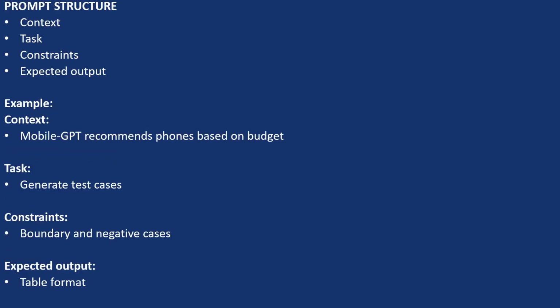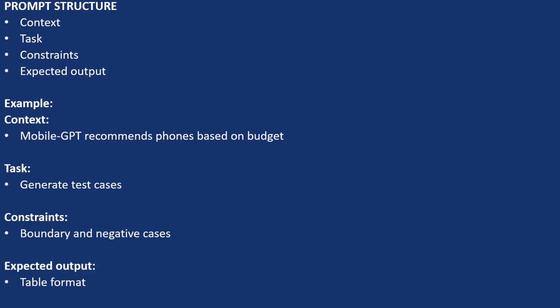So what does a strong prompt look like? Basically it has four parts. Just remember this. First one is context. For example, if we talk about the MobileGPT project, MobileGPT recommends phones based on the budget.